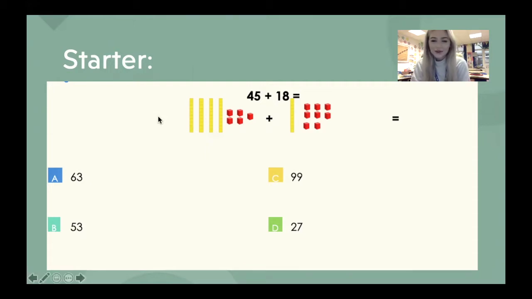Okay, well done for working that out. I would really love to hear which answer you got, so please upload your answer onto Padlet if you can.